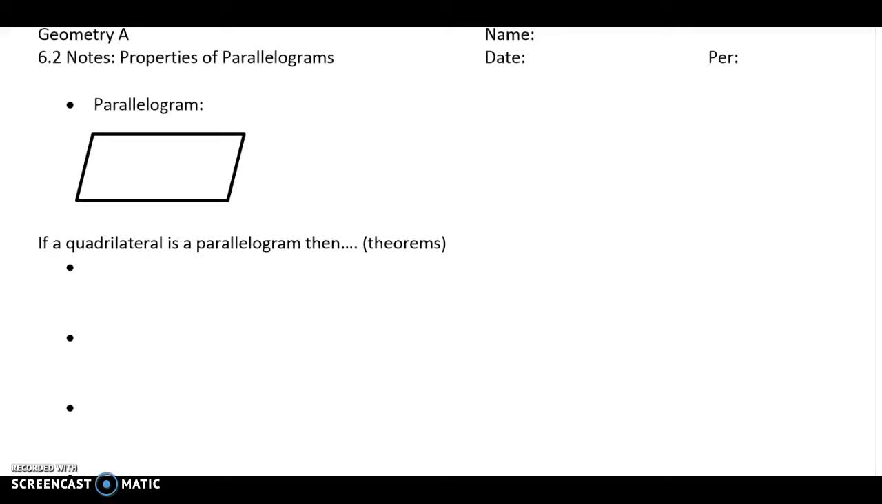So let's take a closer look at some particular polygons. We're going to start with our parallelogram. So we want to know what makes a parallelogram, and that's what this whole section is talking about, right? What are all the properties of a parallelogram?